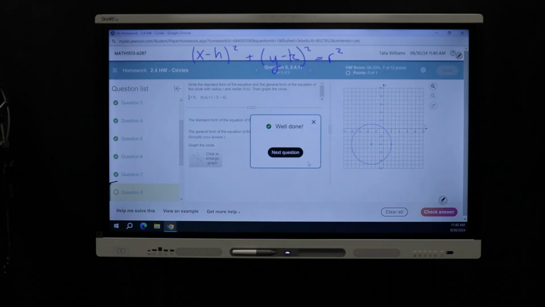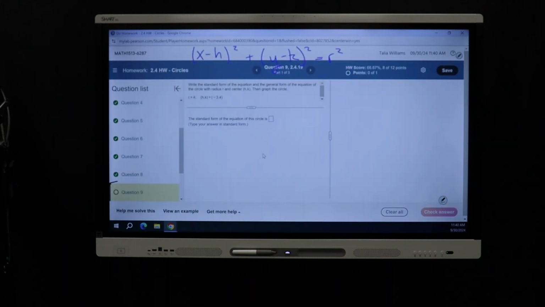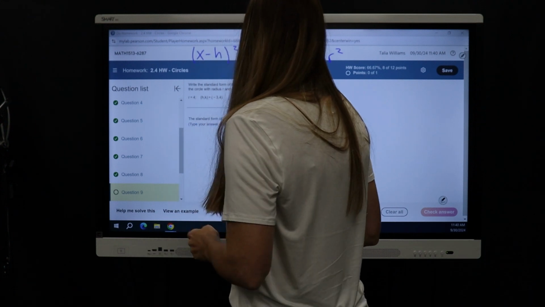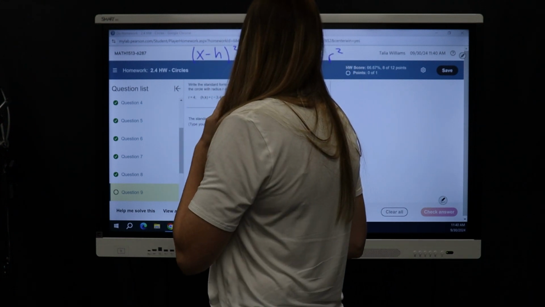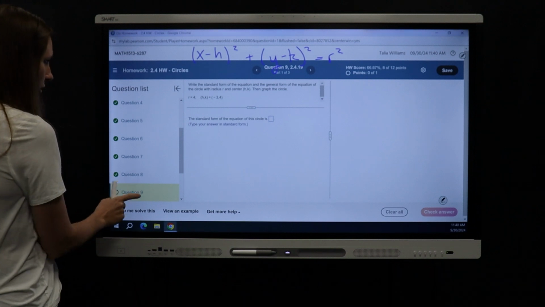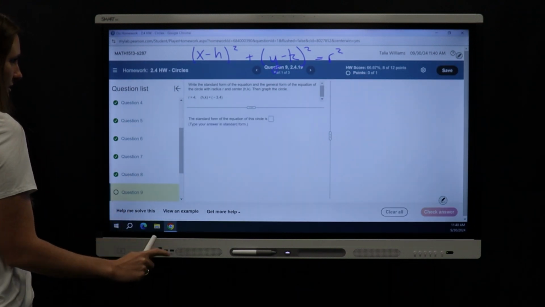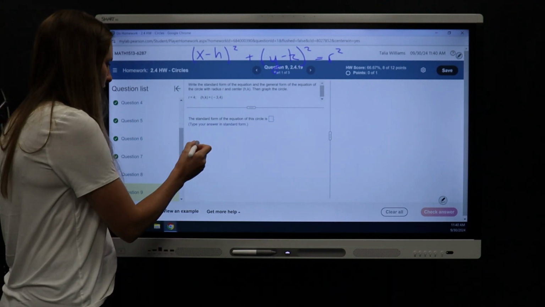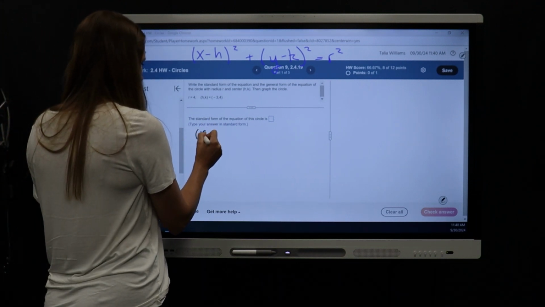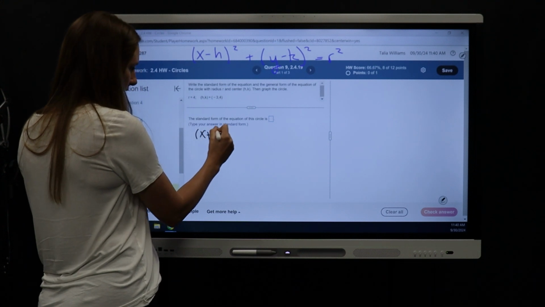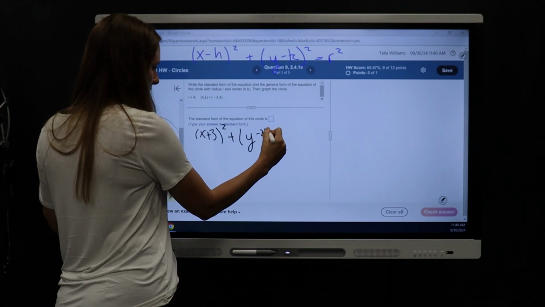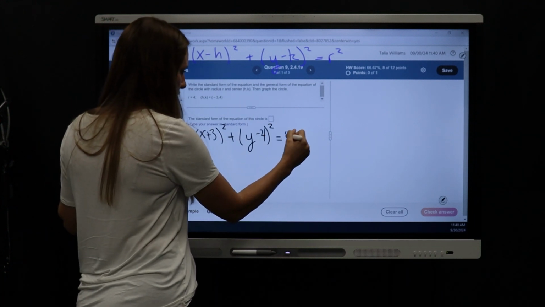Save, check answer. Okay. 4 more. Write the standard form of the equation and graph the general. It's like they're almost the same. It's -3, 4. Or the other one was -3, -4. So we have x subtract -3 squared plus y subtract 4 squared equals 4 squared.